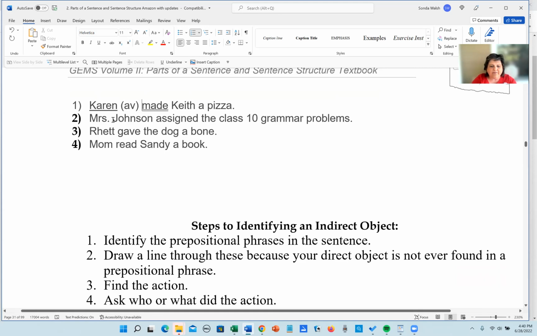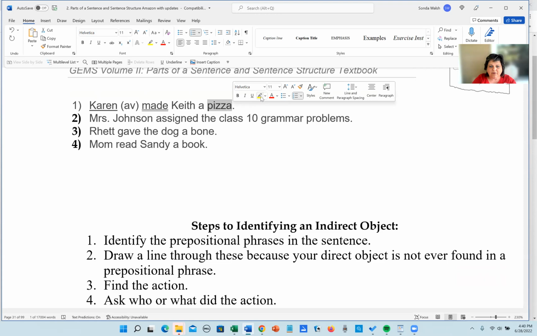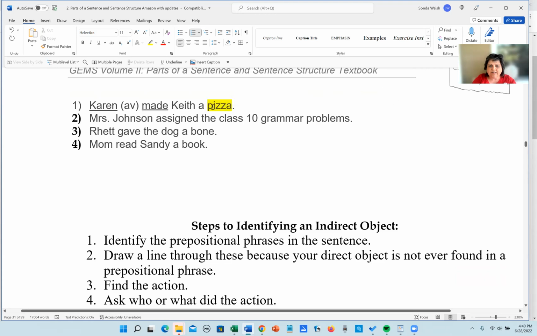Okay, so we have our subject and our verb, and now we have to ask a question. This is very important. Karen made what? Well, the answer to that question is a pizza. And remember that your direct object always comes at the very end, and your indirect object comes in between the direct object and the verb.